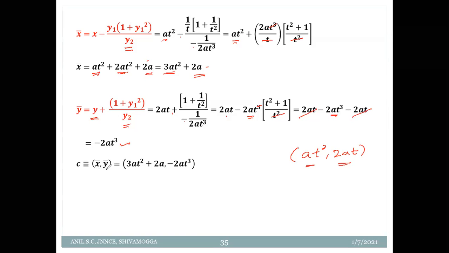Therefore, x bar comma y bar is: x bar is 3at square plus 2a and y bar is minus 2at cube. This is what we require.